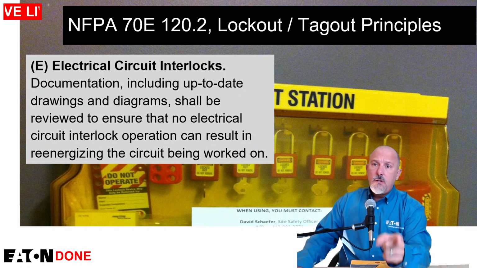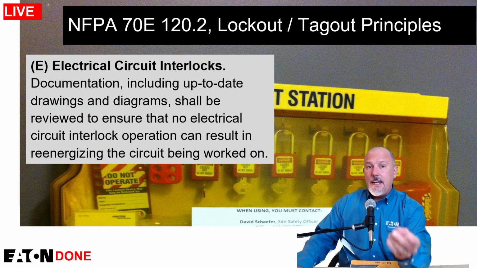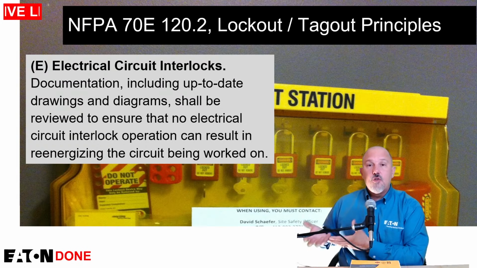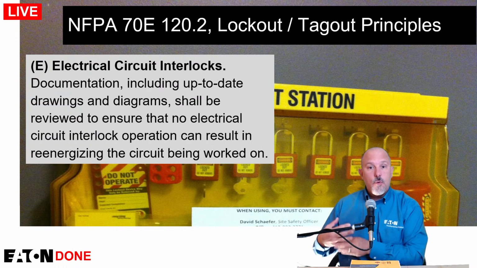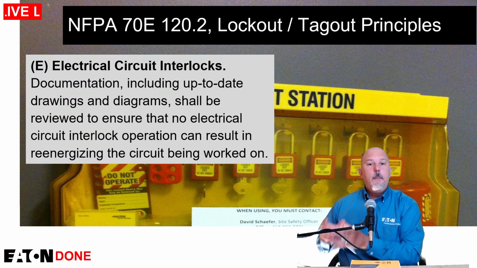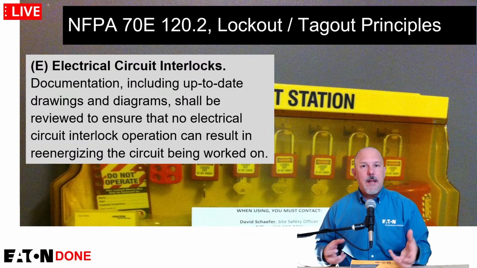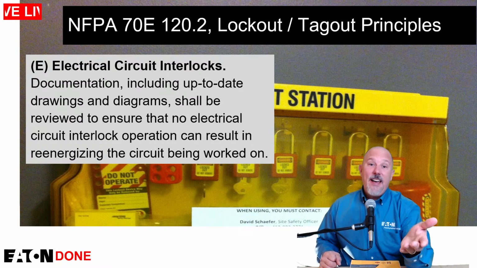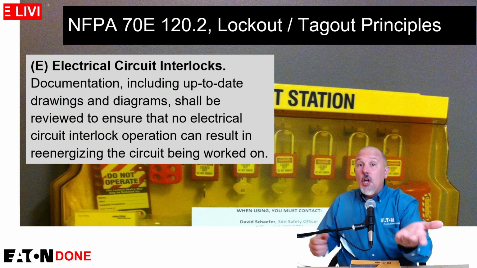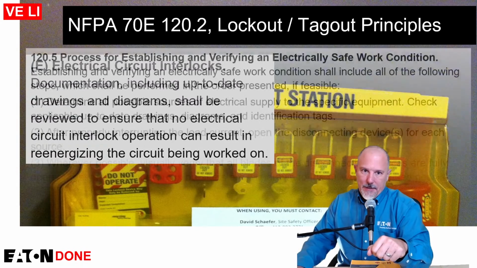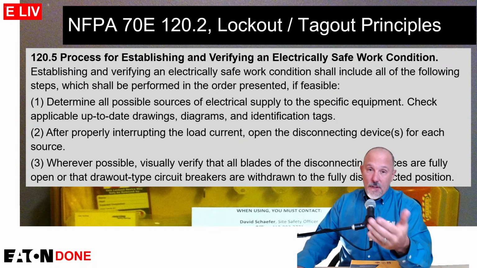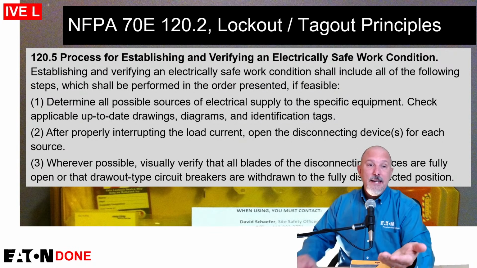Look in 120.2, lockout, tagout principles. E says electrical circuit interlocks. Documentation, including up-to-date drawings and diagrams, shall be reviewed to ensure that no electrical circuit interlock operation can result in re-energizing the circuit being worked on. We do that with one-line diagrams. It doesn't say you shall have up-to-date drawings and diagrams. It just says you should use documentation, including up-to-date drawings and diagrams. So it's not solidly saying you've got to have it, but you've got to have it to meet these requirements, in essence.